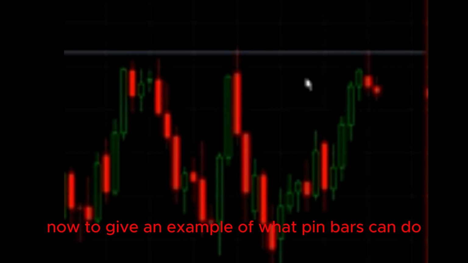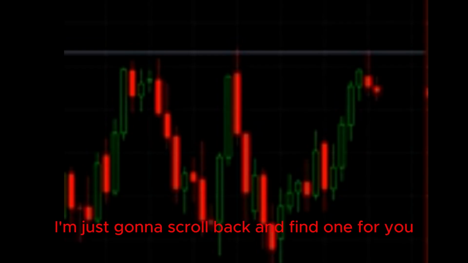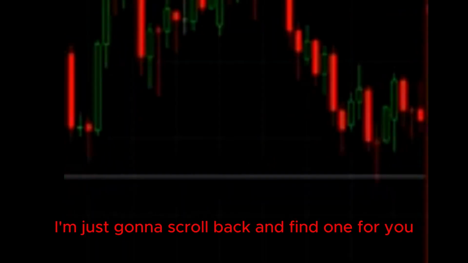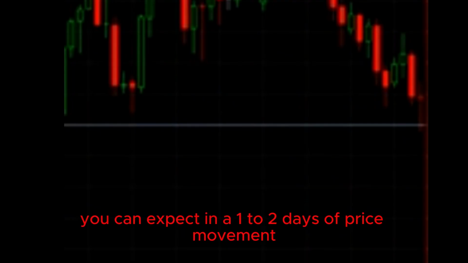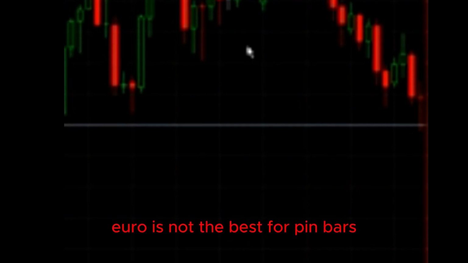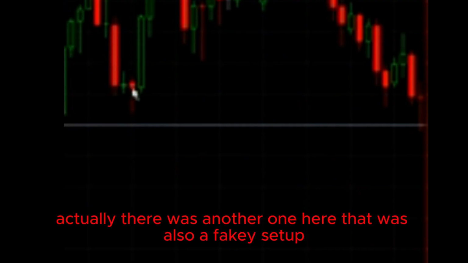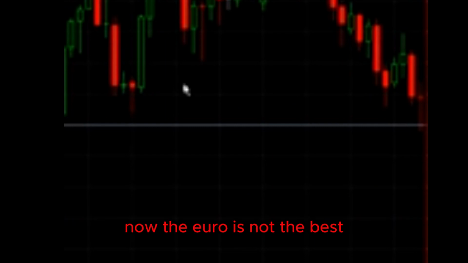Now, to give an example of what pin bars can do, I'm just going to scroll back and find one for you. There's a few here. There's one here to the left. And there's also one here. You can expect one to two days of price movement. Euro's not the best for pin bars. Actually, there was another one here. That was also a fakey setup, but you can see it's a pin bar as well. Now, the euro's not the best.